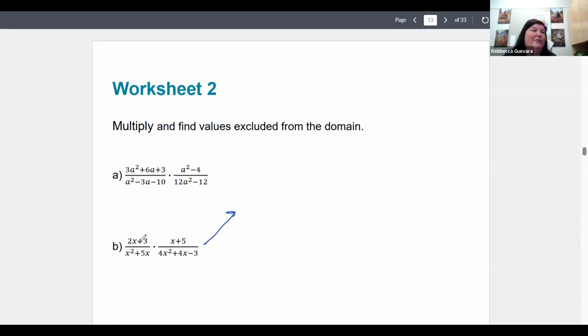So if we have this, we can't factor anything on the top. We're just left with 2x plus 3. The bottom, we can pull out an x, and then we just have x times x plus 5. And that's the best we can do there. X plus 5, that can't be factored either. That just stays x plus 5.